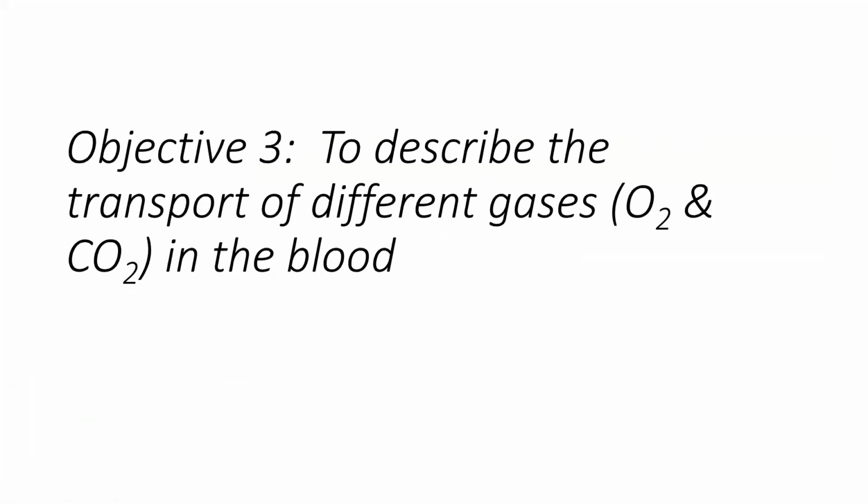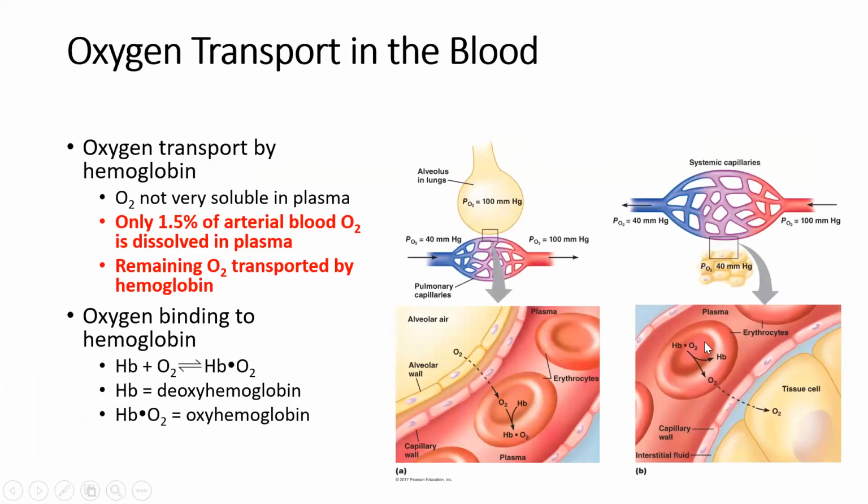Gases in the blood. And so our third objective is to describe the transport of our different gases, which are oxygen and CO2, in the blood, which again is really just carrying on the conversation from the last packet. In the last packet, we just described why we need this hemoglobin to shuttle oxygen around, based upon the different solubility of oxygen and the lack of solubility of oxygen in the blood. And then also based upon the partial pressure gradients that we need.